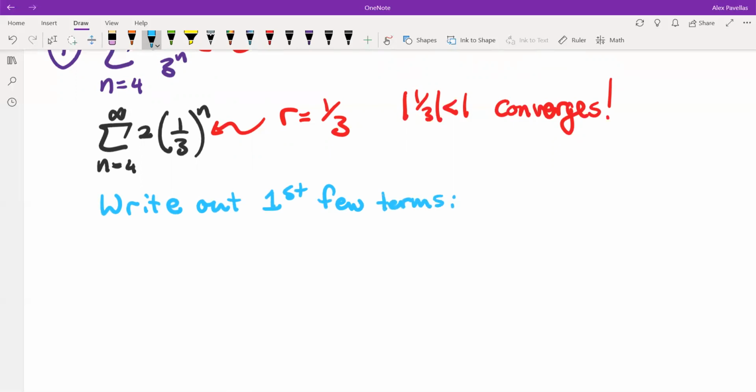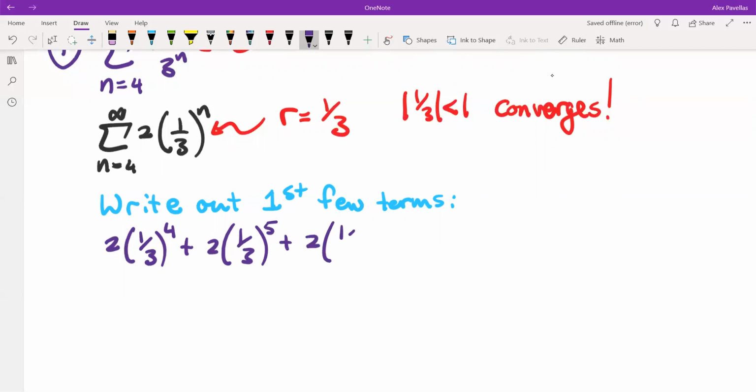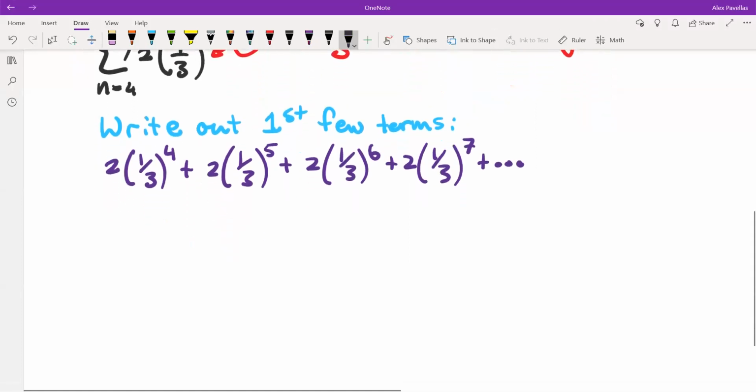So write out the first few terms, and I'm going to keep the 2 factored out. So the first few terms would be, if I start at n equals 4, 2 times 1/3 to the 4th, or actually here, I'll leave the 2 in, plus 2 times 1/3 to the 5th, plus 2 times 1/3 to the 6th, plus 2 times 1/3 to the 7th, and so on and so on. And the cool thing about this is we can factor out a 2 times 1/3 to the 4th out of each term.